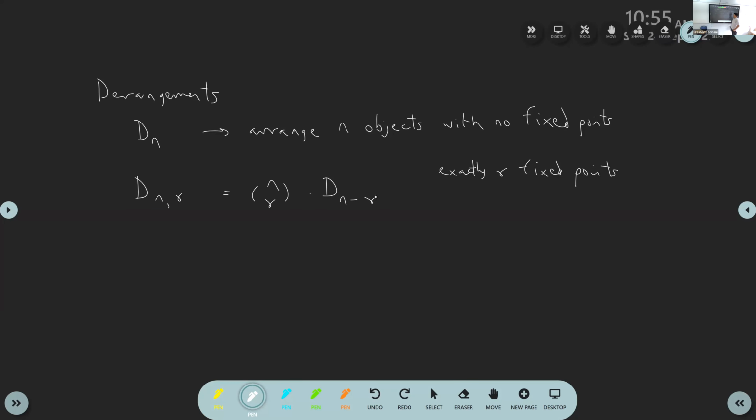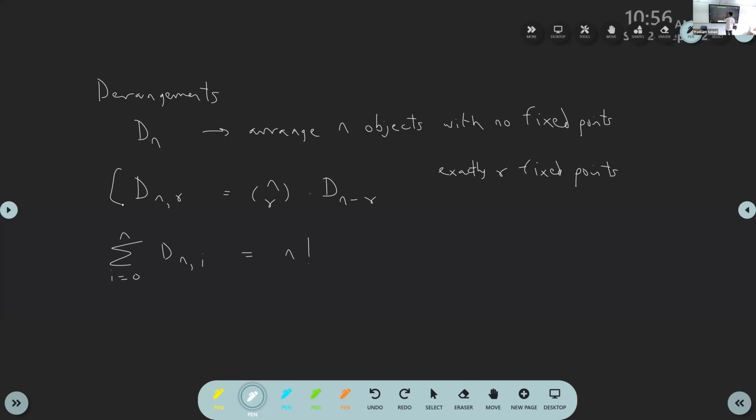This was the first part, but I had also asked you to think whether we can verify that this is the right formula by adding up all the values. If I add the possibilities for zero fixed points, one fixed point, and so on, all the way from 0 to n, then I expect this sum to be equal to n factorial, because every single permutation will fall into one of these brackets: either that permutation has 0 fixed points or 1 fixed point or 2 fixed points, all the way up to n. So does this formula satisfy this identity? That would be interesting to check.